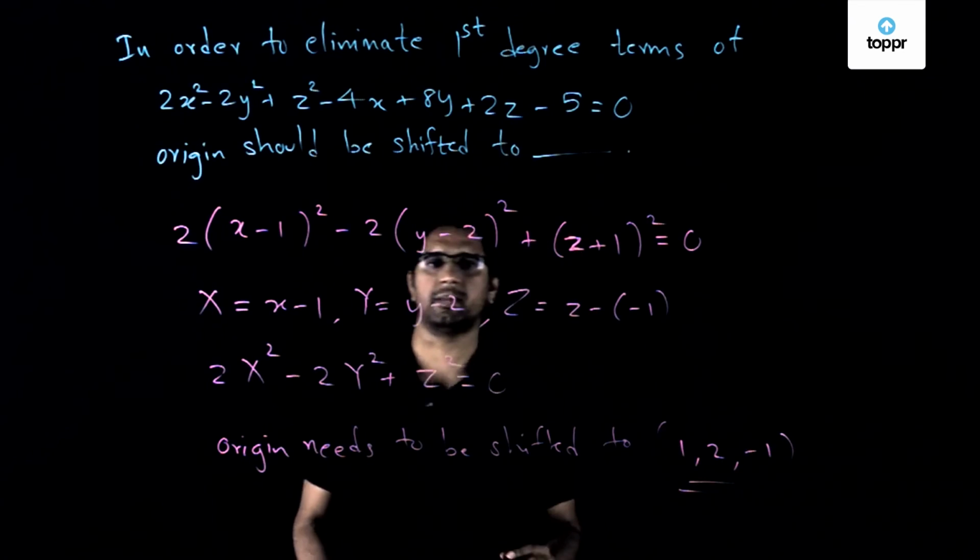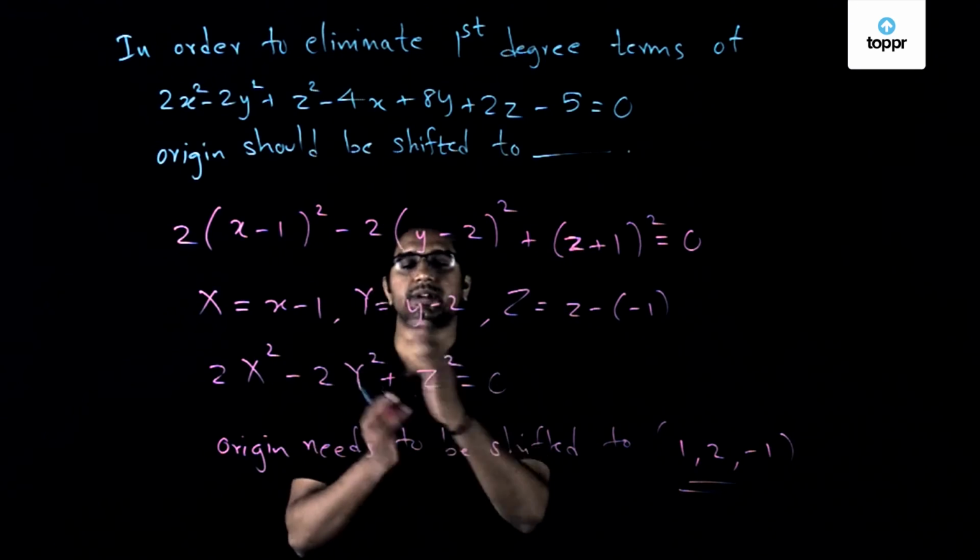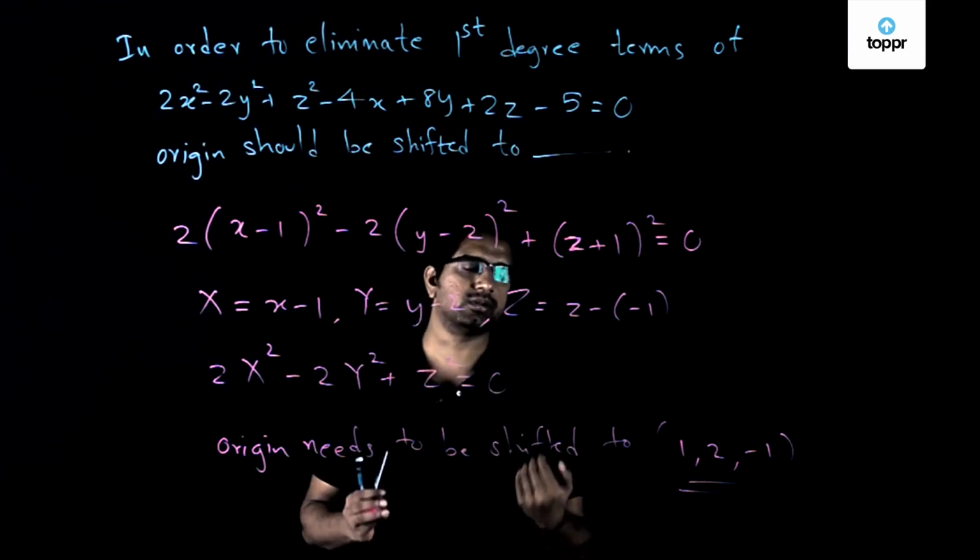So, this is a standard problem wherein in order to eliminate the first order terms, you write it as a sum of squares and then find out the new origin.